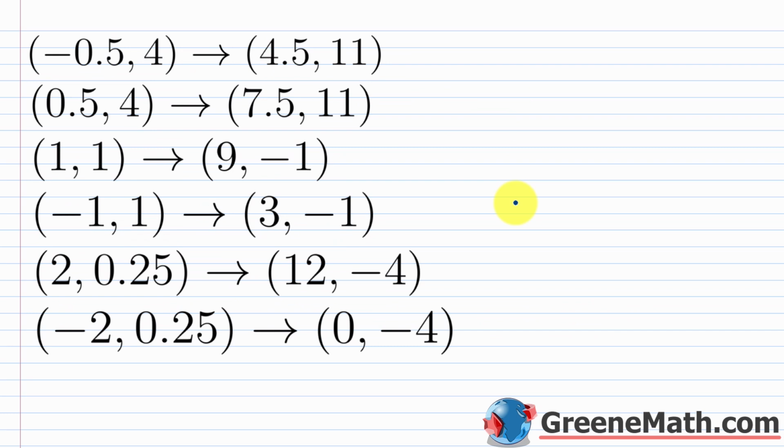So again, I already set up the points just to speed things up. So we have negative 0.5 comma 4. That's going to go to 4.5 comma 11. 0.5 comma 4, that's going to go to 7.5 comma 11. 1 comma 1 is going to go to 9 comma negative 1. Negative 1 comma 1 is going to go to 3 comma negative 1. 2 comma 0.25 is going to go to 12 comma negative 4. And then negative 2 comma 0.25, that's going to go to 0 comma negative 4.